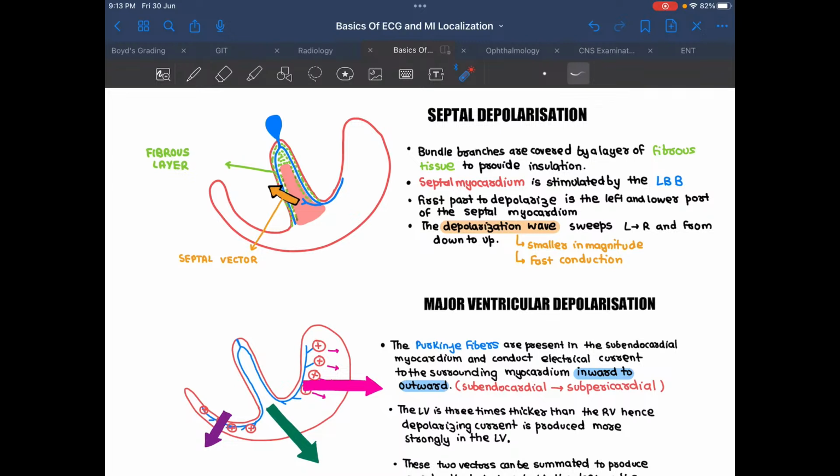So what can happen is, the left bundle branch is going to supply the septal myocardium, and in which direction? It's going to supply it inferiorly, from left towards the right, and from down towards up. So that is the direction of your septal depolarization vector, and we know why it is so. But just remember, guys, the septal depolarization vector is considerably small as compared to the major ventricular depolarization vector. Why? Because we have so little septum.